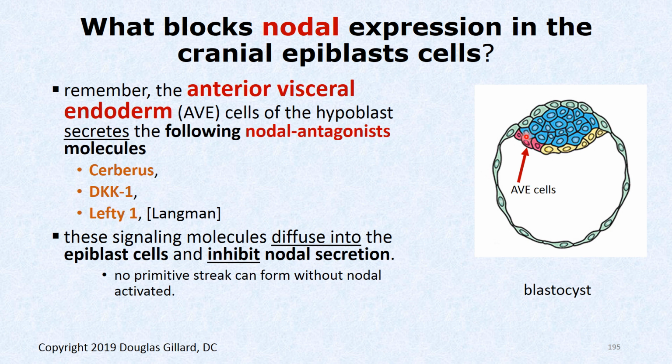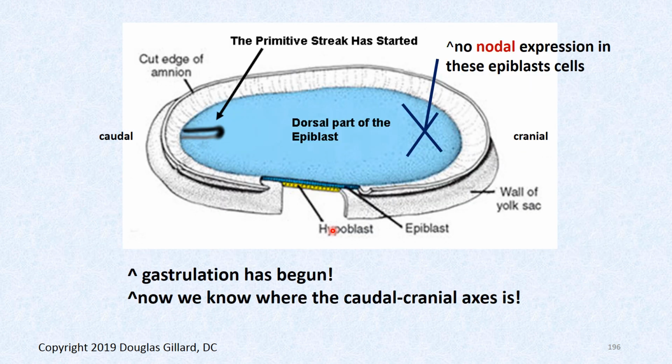Why? Because the AVE cells have secreted specifically nodal antagonists, and here are the nodal antagonists. Cerberus, DKK1 and Lefty1 are all gene products that turn off nodal, and they circulate and they float into here and they soak into these cells, and these cells can't secrete nodal, therefore they can't form a primitive streak. Everybody good with that? So again, these signaling molecules diffuse into the epiblast and inhibit nodal secretion. A review from the last video.